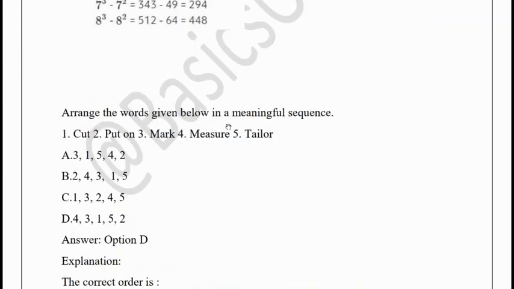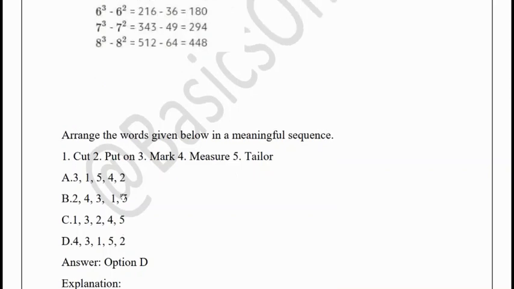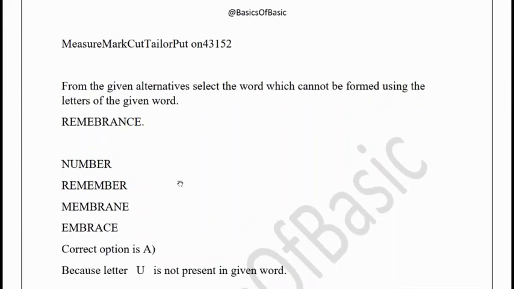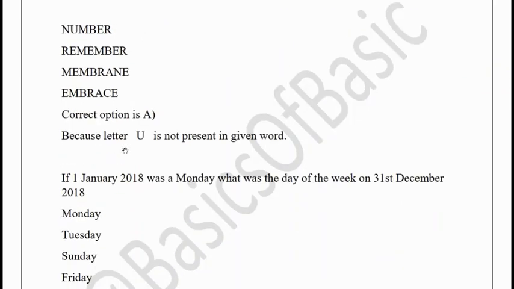Arrange the words given below in a meaningful sentence: cut, put on, mark, measure, tailor. So if you see option D, 4 3 1 5 2: measure, mark, cut, tailor, and put on. From the given alternatives, select the word which cannot be formed using the word eraser. This is also very easy, you can do it.